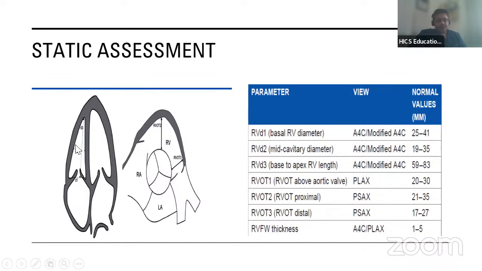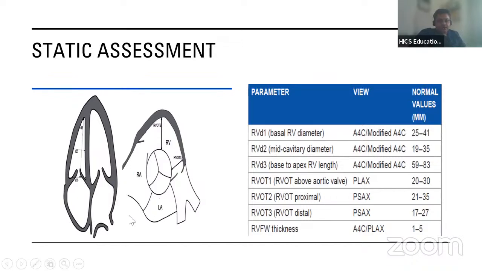But most importantly, you need to look at the right ventricular mid-cavitary diameter, which is again visible in the apical four-chamber view, and the normal values are 19 to 35. Anything more than 38 is a dilated right heart. You can also look at the base to apex RV length, that is from the tricuspid valve up to the apex of the right ventricle in the apical four-chamber view, and this length should be less than 83 millimeters. So anything more than this would mean an enlarged right heart.